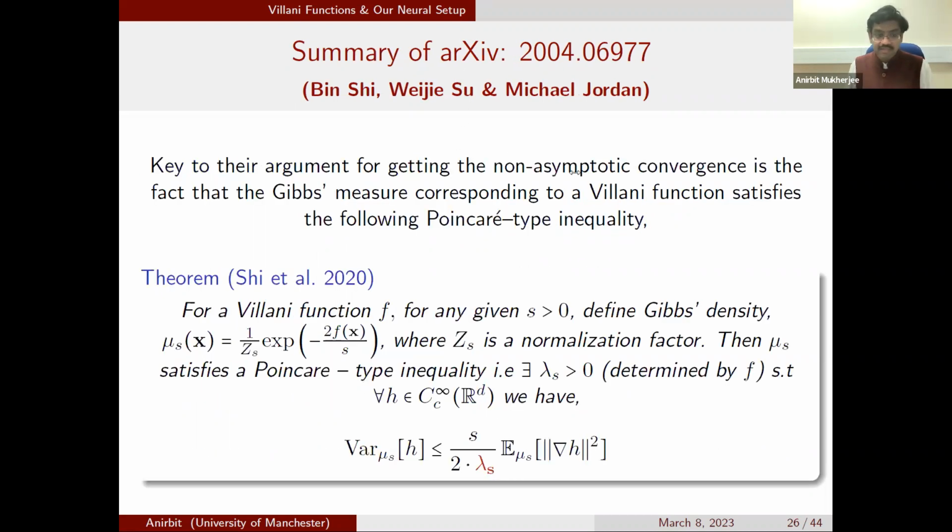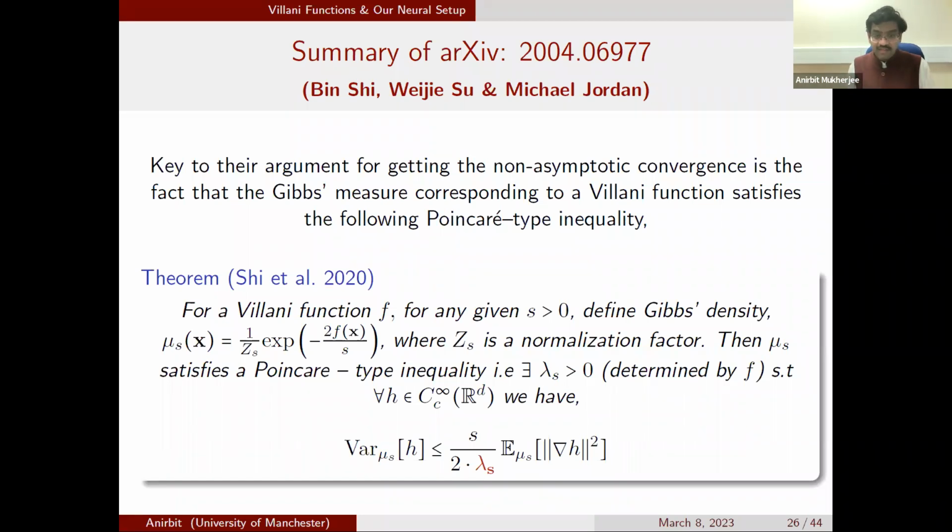The key to the argument of getting non-asymptotic convergence is the fact that the Gibbs measure, which is the stationary distribution of their SDE, satisfies a Poincare type inequality. They were able to show this Poincare type inequality: that the variance of any compactly supported infinitely differentiable function is upper bounded by the step length times the Poincare constant times the expectation of the norm square of the gradient. I'm calling it Poincare type and not Poincare because this is not a compactly supported version of the standard Poincare inequalities. And this was key to it. So the Villani function induces Gibbs measures which satisfy the Poincare inequality.